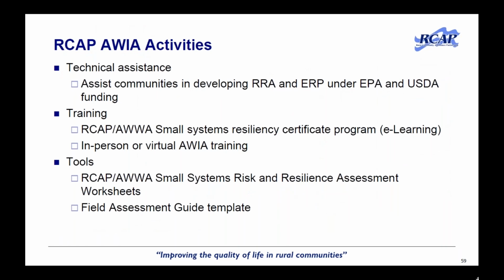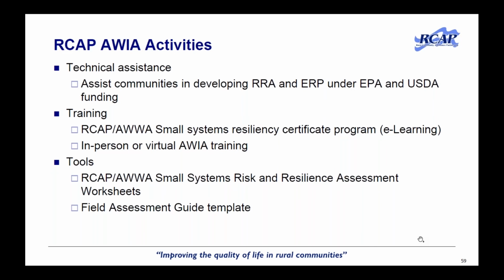So some of the things that we do with technical assistance: we assist communities in developing risk and resilience assessments and emergency response plans under EPA. EPA funds us, as does USDA Rural Development. So we actually go into communities and assist them where we can, all the way from developing these risk and resilience assessments and emergency response plans to actually assisting them with submitting their certification if need be. We try to work with them every step of the way to make sure they're successful in completing that and several other tasks that we work with systems on.